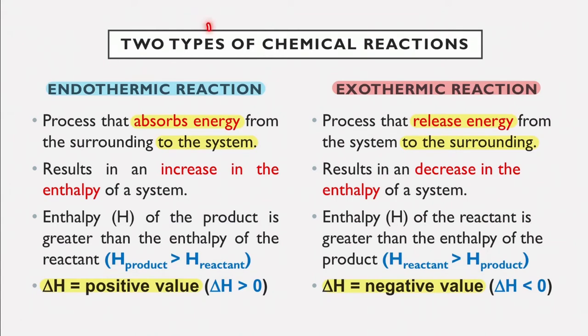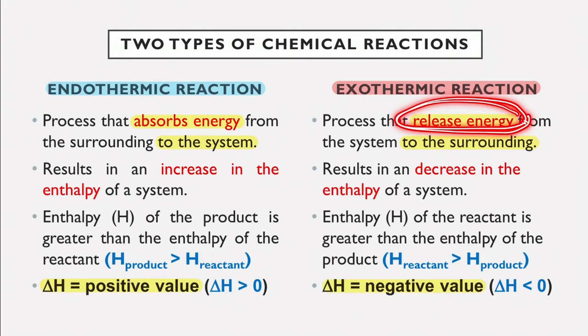And now we're going to look at the two types of chemical reactions that we have. You have learned this from the last chapter. So we have endothermic reaction and we have exothermic reaction. An endothermic reaction is a process that absorbs energy from the surrounding to the system. Your delta H is a positive value. An exothermic reaction is a process that releases energy from the system to the surrounding. So basically your system will release heat energy.